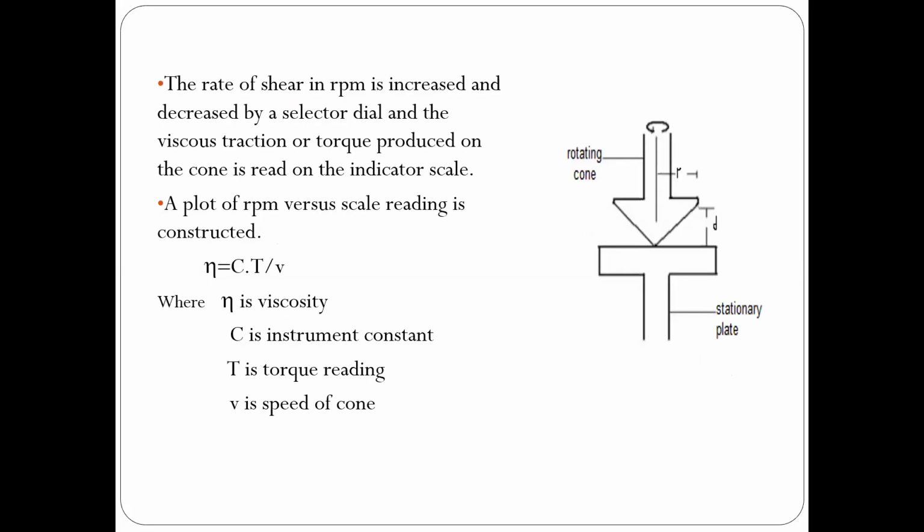This is a small diagram, rotating cone as well as the stationary plate. The rate of shear in RPM is increased and decreased by a selector dial, and the viscous traction torque produced on the cone is read on the indicator scale. Then a plot of RPM versus scale reading is constructed. Now this is the formula to calculate viscosity: η = C T / V, where η is the viscosity, C is the instrument constant, T is the torque reading, and V is the speed of the cone.